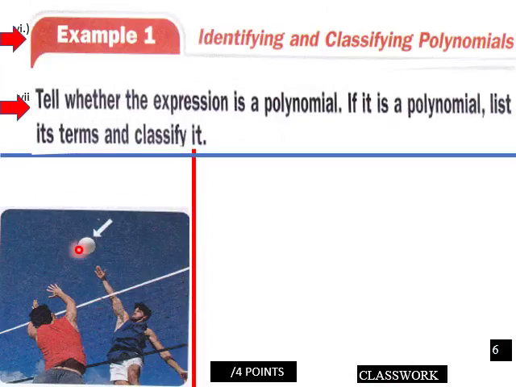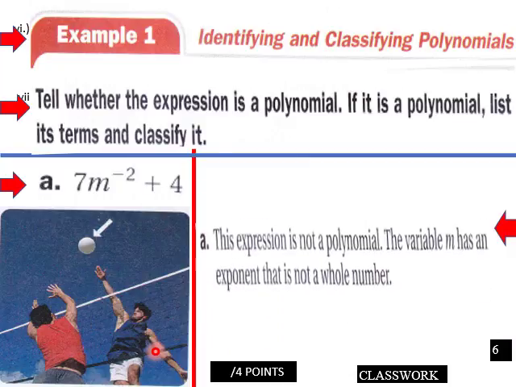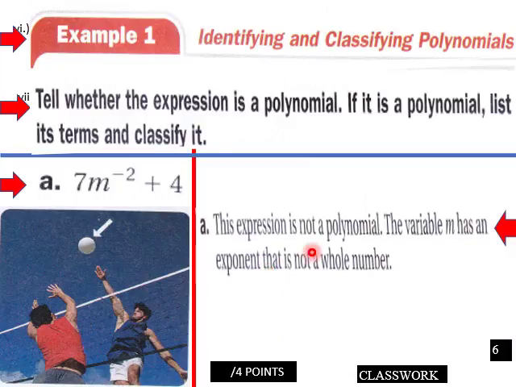Identifying and classifying polynomials. Tell whether an expression is a polynomial. If it is a polynomial, list its terms and classify it. So here is a polynomial. This expression is not a polynomial. The variable m has an exponent that is not a whole number. You have a negative exponent here, so by the definition of polynomials, it's not a polynomial.